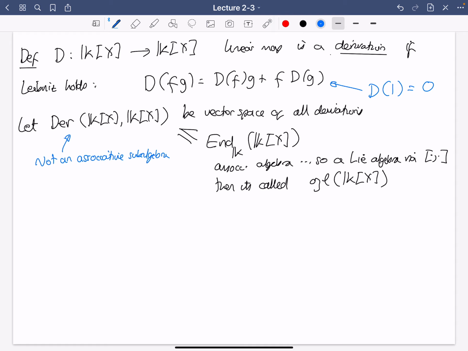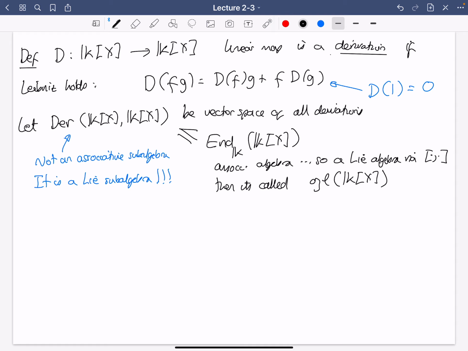It doesn't even contain the identity element, right? Because a derivation sends 1 to 0. However, it is a Lie subalgebra. So this is, I think, really the reason why Lie algebras come up so often. Whenever you're thinking about derivations of some vector space or of some algebra, that always gives you a Lie subalgebra of the general linear Lie algebra on the underlying vector space.